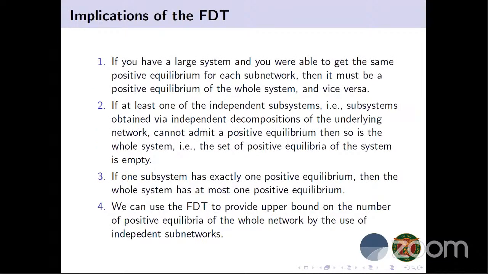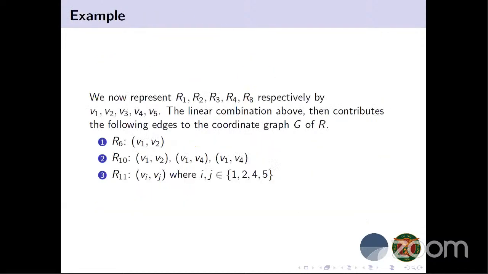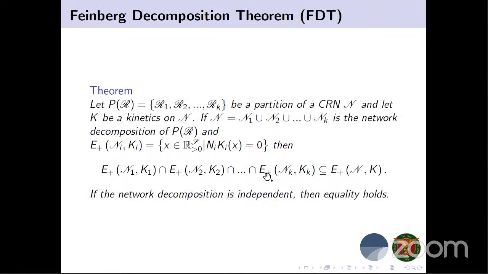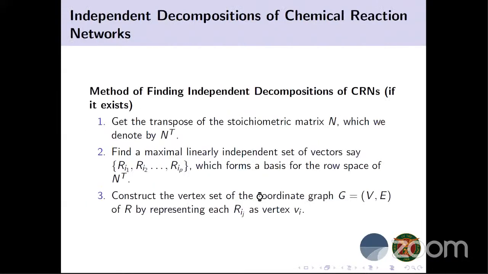And we also have these implications of the FDT. A while ago, we considered the FDT, and that gives us a relationship. Let's go back to the FDT. Yeah, this is the FDT. So this theorem gives a relationship between the set of equilibria of the whole network and that of the subnetworks. Now, if this is an equality, of course, we should have an independent decomposition. Now, what are the implications of that theorem?